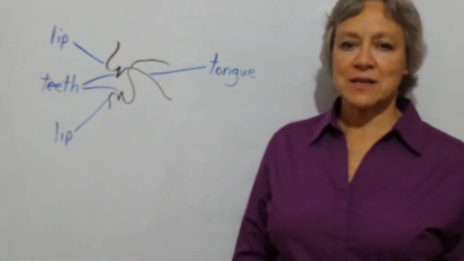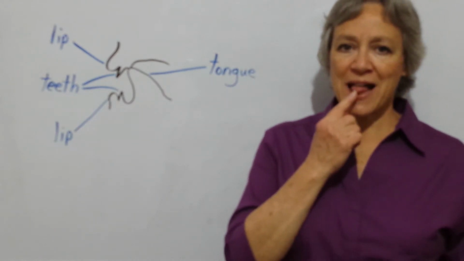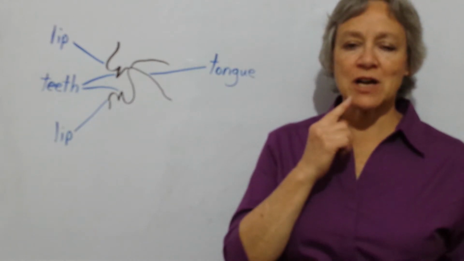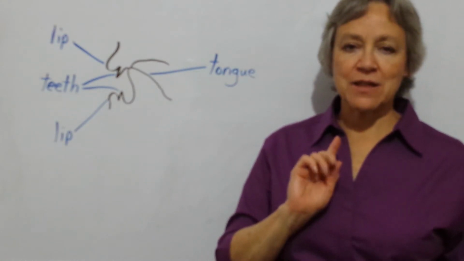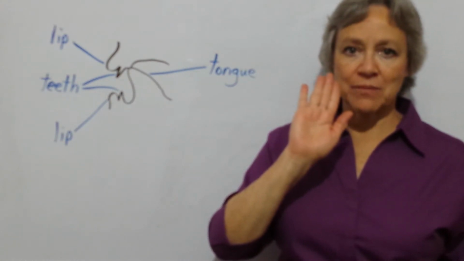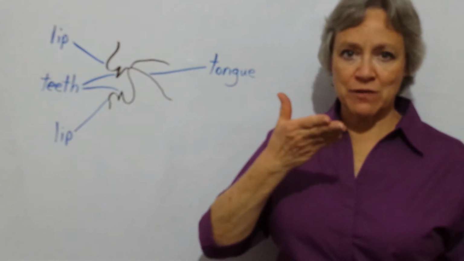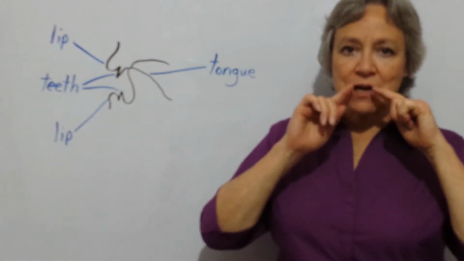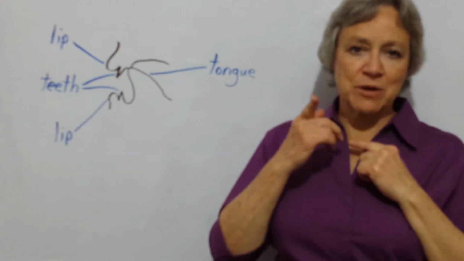The n sound is made by putting the tip and just the front part of our tongue on the ridge behind our upper front teeth and then pushing there gently. While we do that, we block air from coming out of our mouth, but we release the air through our nose. So air comes out of the nose, it does not come out of the mouth.